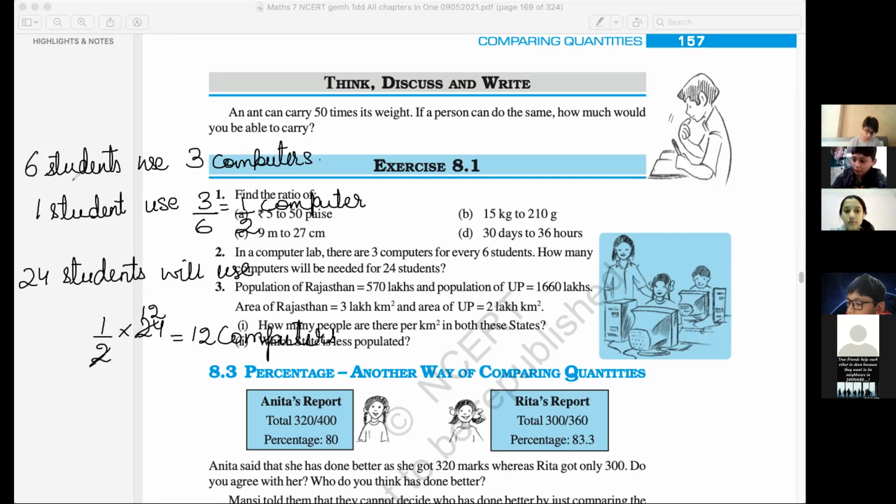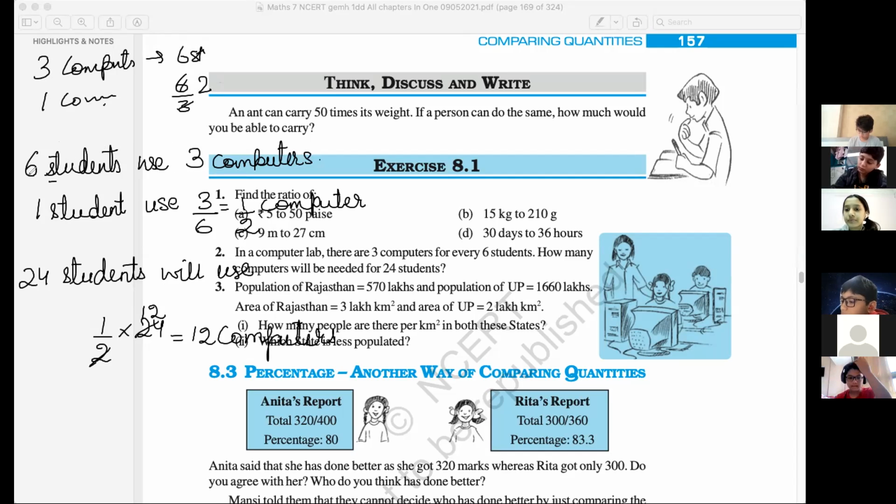But why do we divide 3 and 6? We have to divide 6 and 3. See, if you are writing computer over here and students over here, 3 computers used by 6 students, then 1 computer will be used by how many students? 6 by 3, which is 2. That means 2 students are using 1 computer. Remember that. What you are writing here, this divided by this will be for 1.